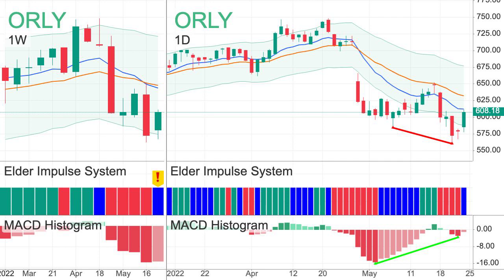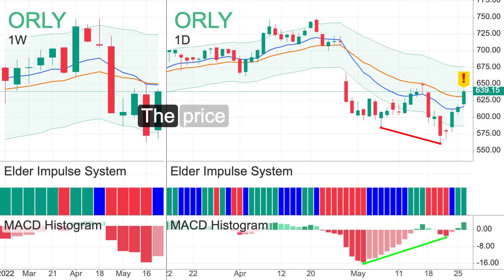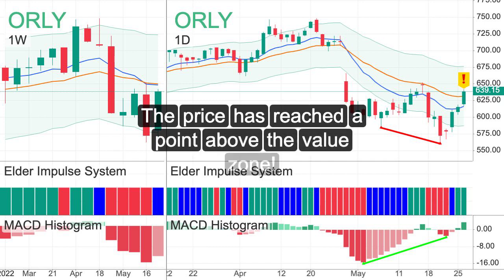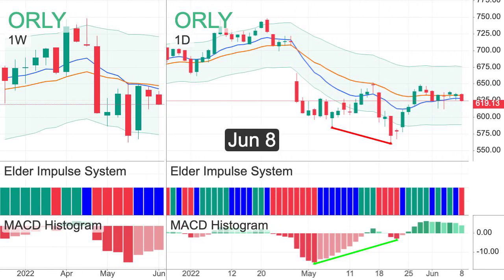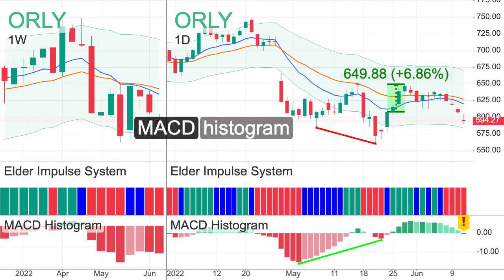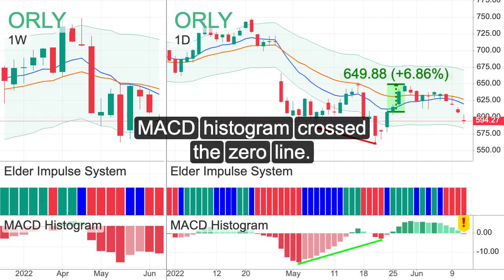There is a blue bar on an elder impulse system on the weekly chart. The price has reached a point above the value zone. MACD histogram crossed the zero line.